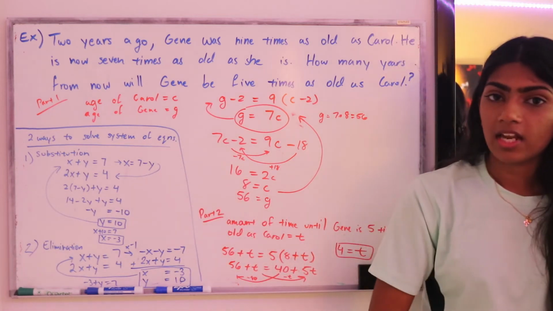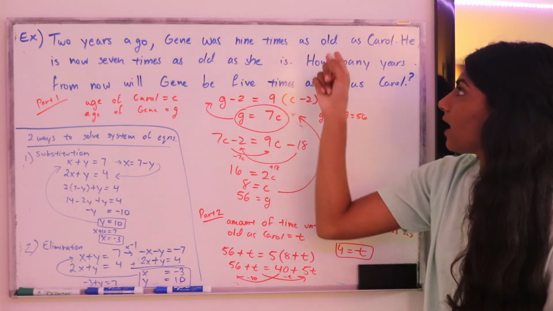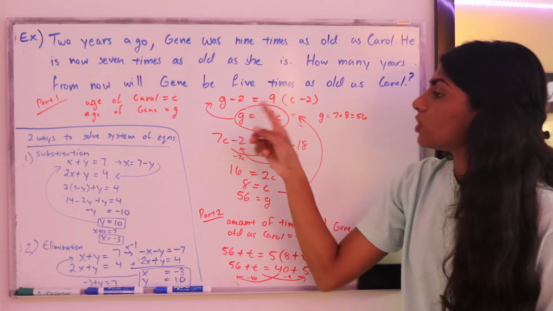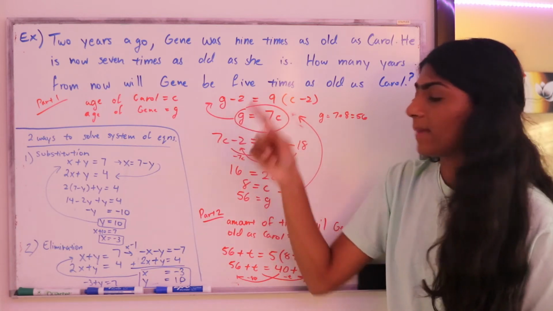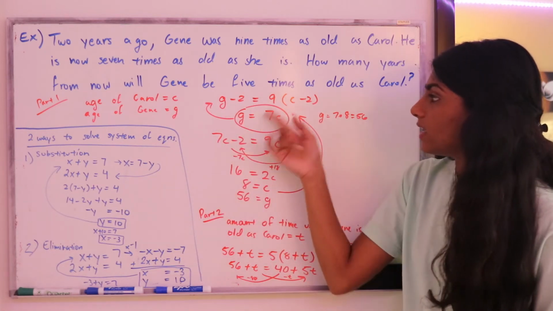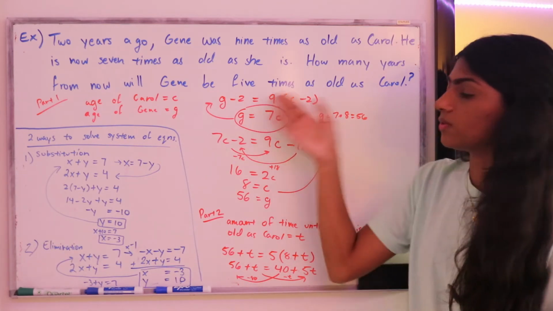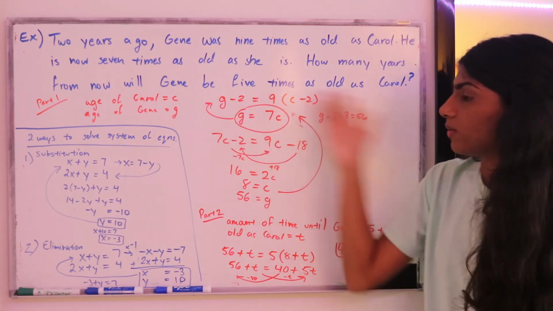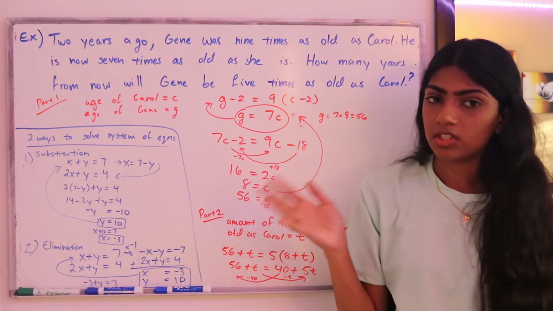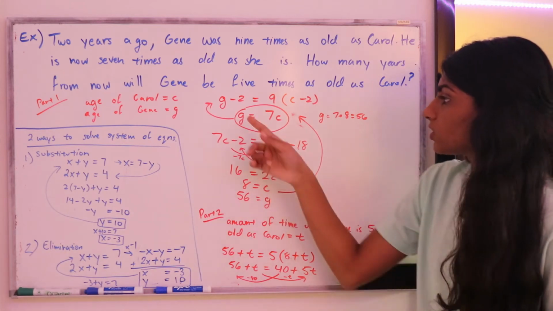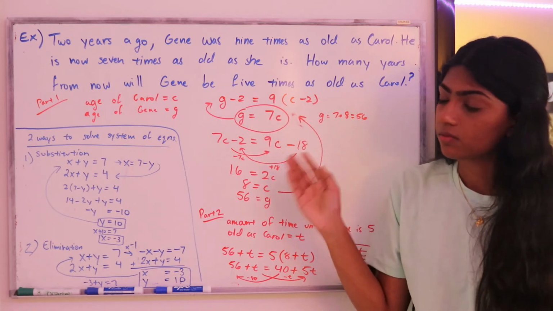So next, I'm going to set up my actual equations. It says 2 years ago, Jean was 9 times as old as Carol. So 2 years ago, which is Jean's current age, G, minus 2, is going to equal 9 times C, which is Carol's current age, minus 2, since it was 2 years ago. So now this equation makes sense. Now we're going to go to the next equation. He is now 7 times as old as she is. So Jean's current age is equal to 7 times Carol's current age.